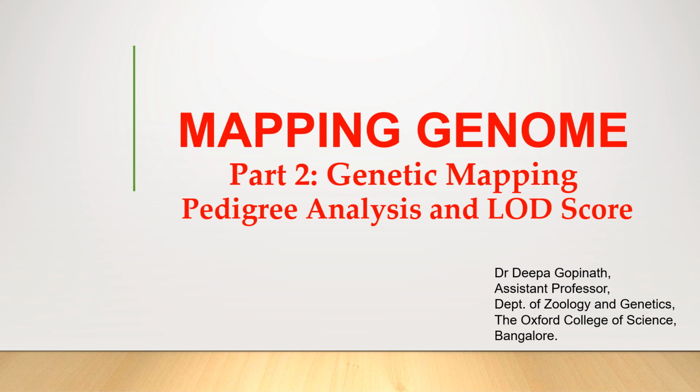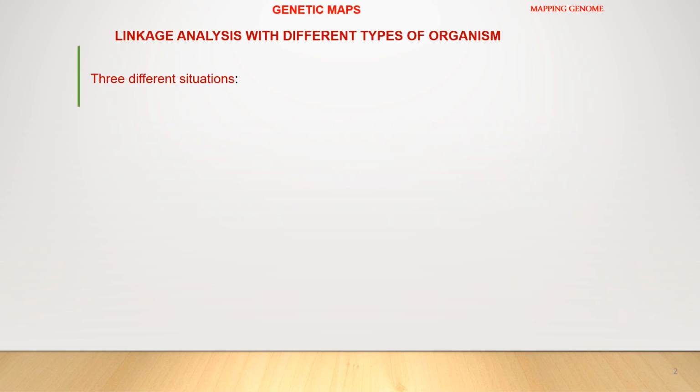In the previous session, I discussed estimation of gene order and map distances to construct a linkage map using the cross-breeding technique. Here, I would discuss the concept of creating a linkage map using pedigree analysis and LOD score. How to create a linkage map with different types of organisms.